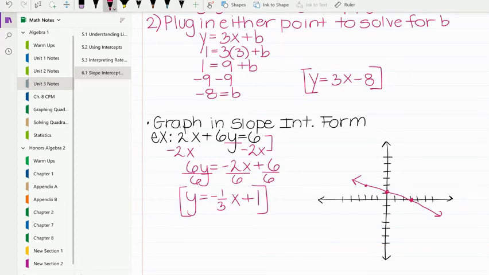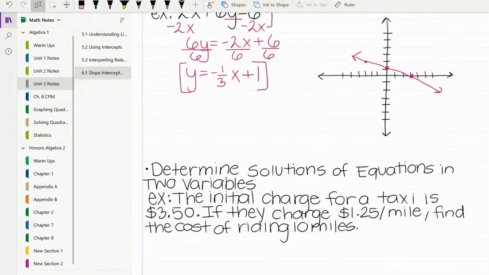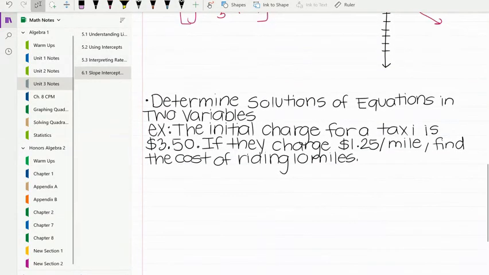Okay, so our third topic is determine solutions of equations in 2 variables. So we have the initial charge for a taxi is $3.50. So that's the initial fee. If they charge $1.25 per mile, find the cost of riding 10 miles. Okay, so I'm going to go ahead and write what we know.